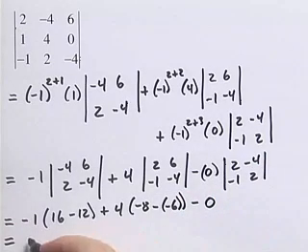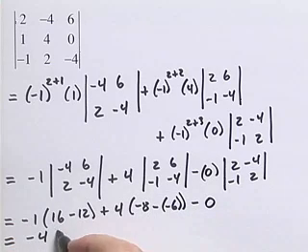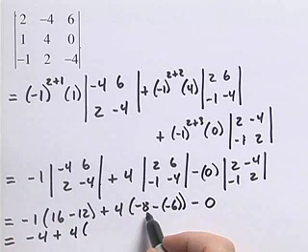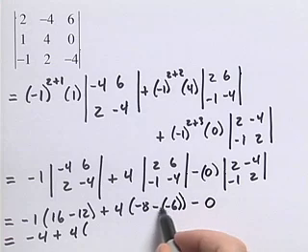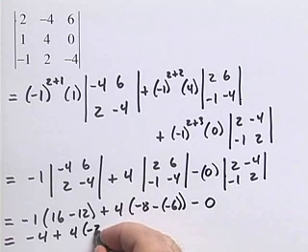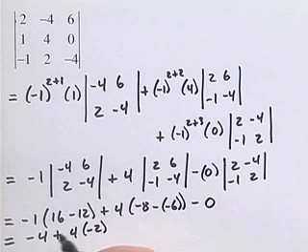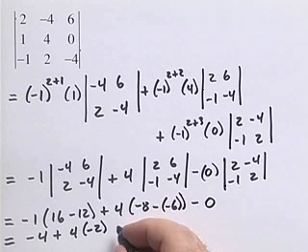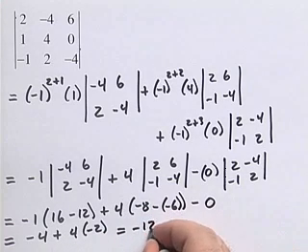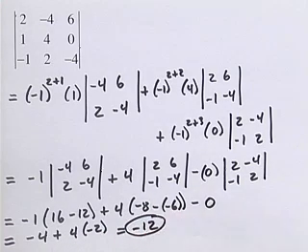16 minus 12 is 4, so we get -4 plus 4 times -8 minus -6. It's going to be -8 plus 6, so we'll get -2. And then we have 0. So we get -4 plus -8, which is -12, and so our determinant is -12.